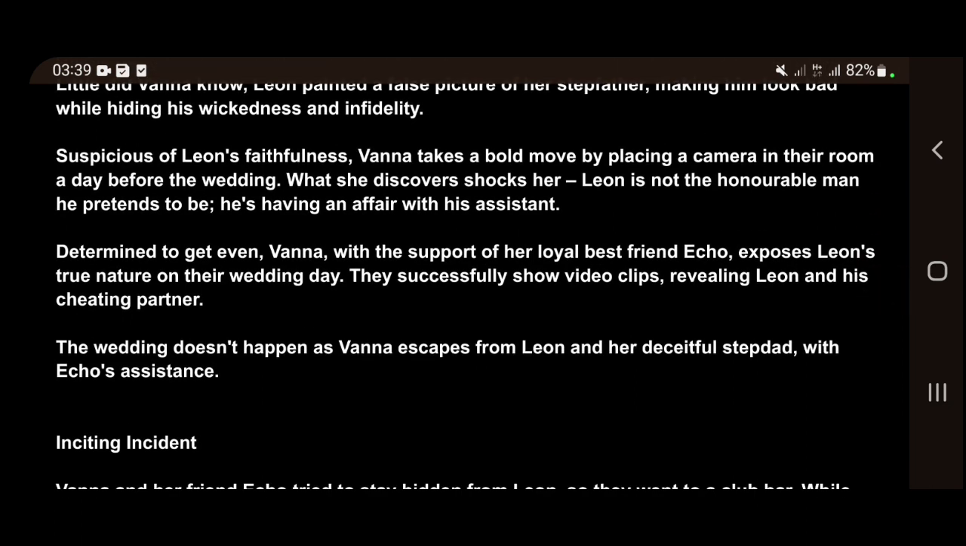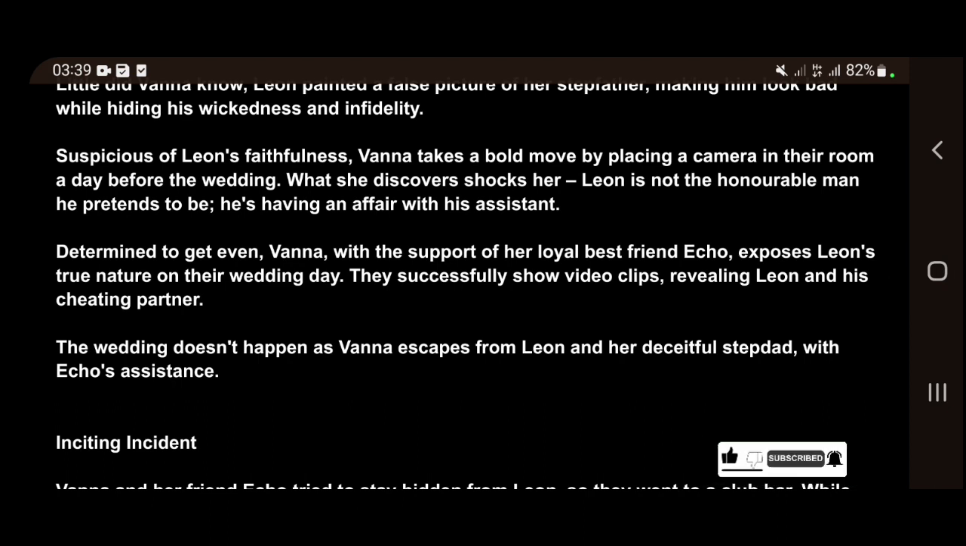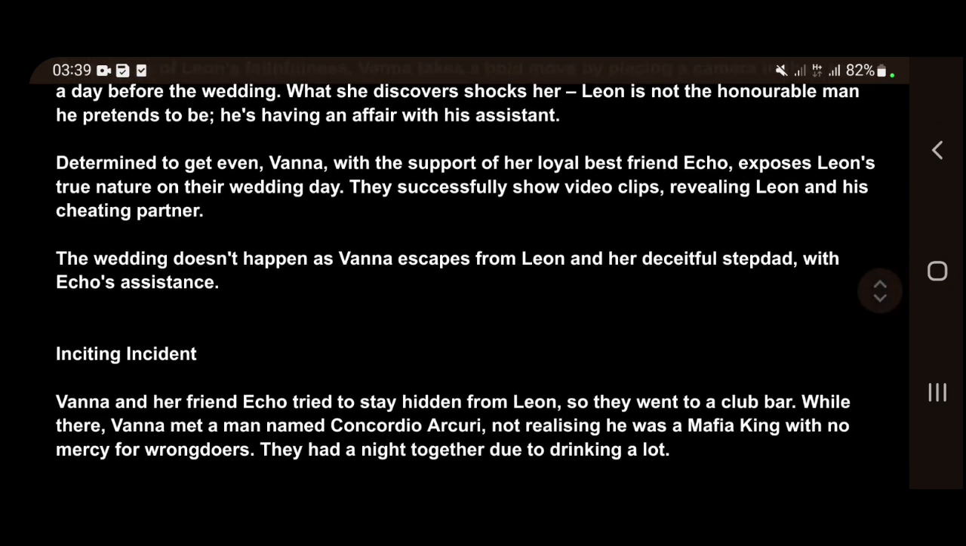Leo is not the honorable man he pretends to be. He's having an affair with his assistant. Determined to get even, Vanna, with the support of her loyal best friend Echo, exposes Leo's true nature on their wedding day. They successfully show video clips revealing Leo and his cheating partner. The wedding doesn't happen as Vanna escapes from Leo and her deceitful stepdad with Echo's assistance.